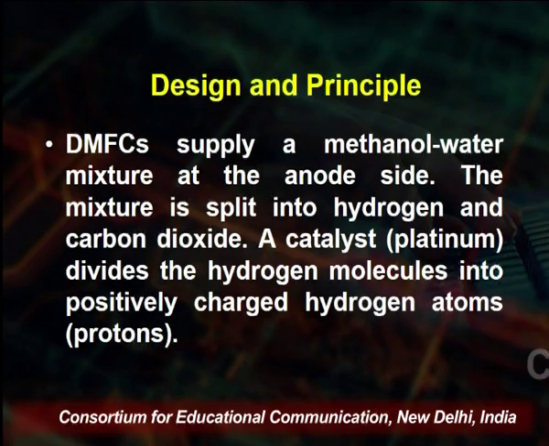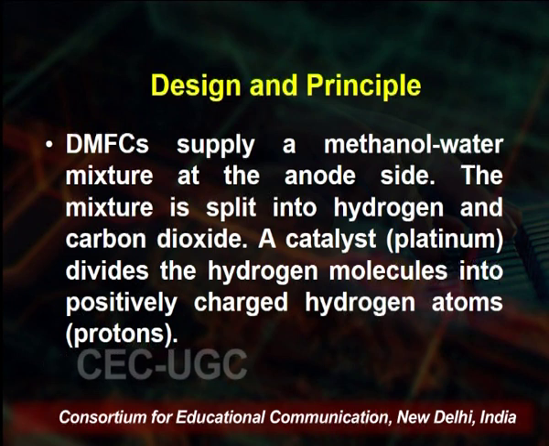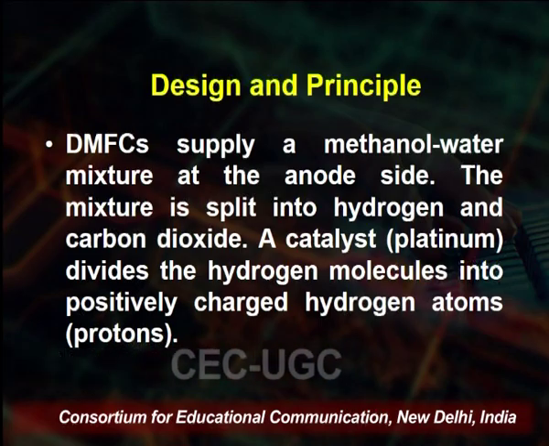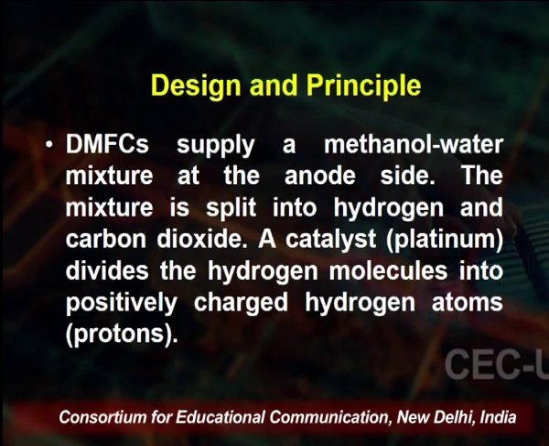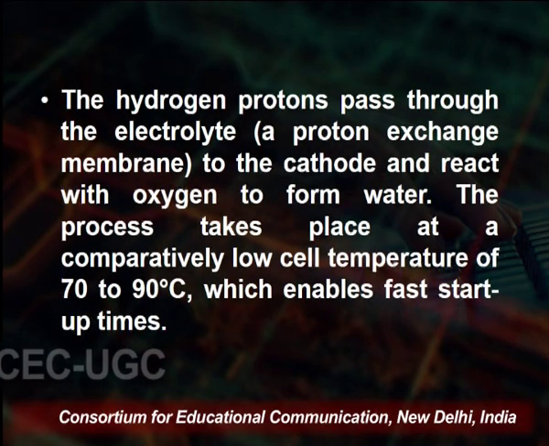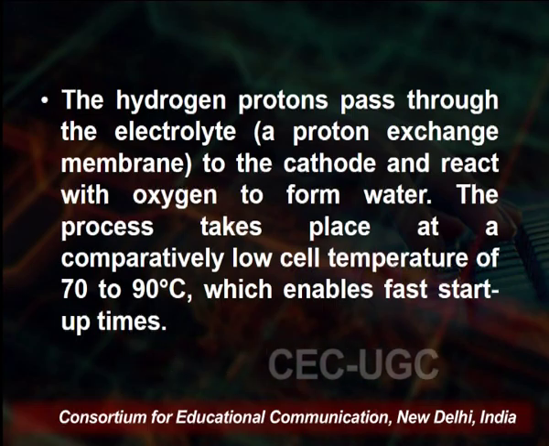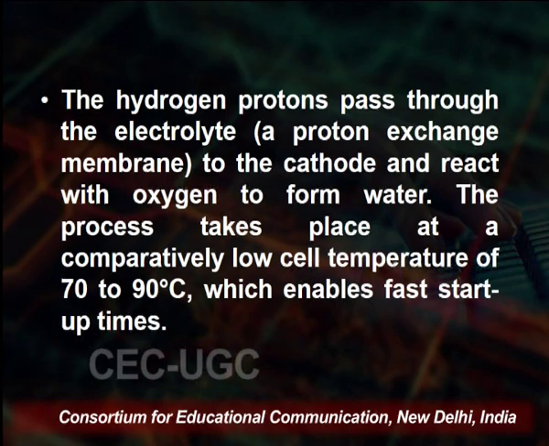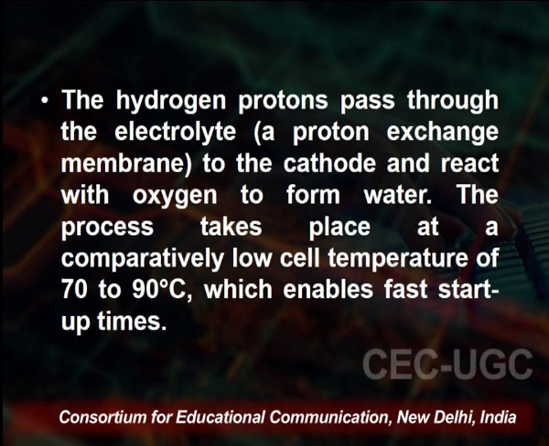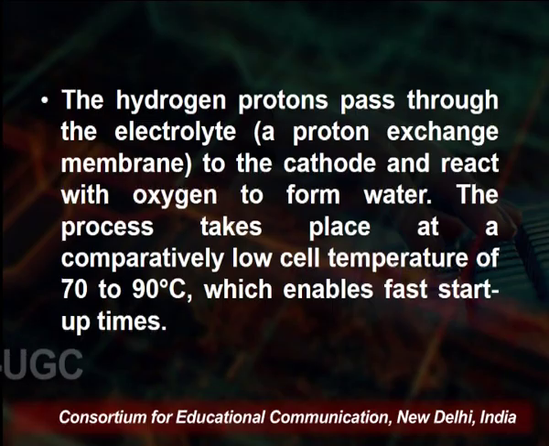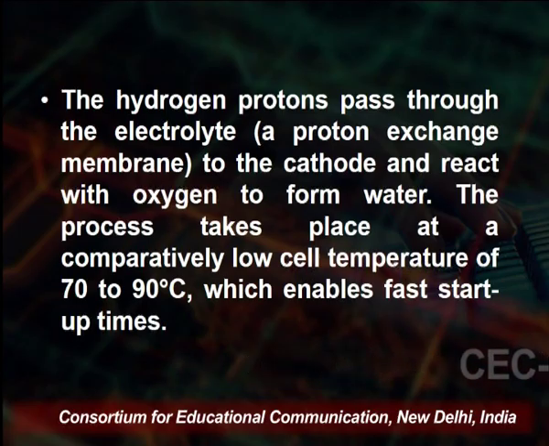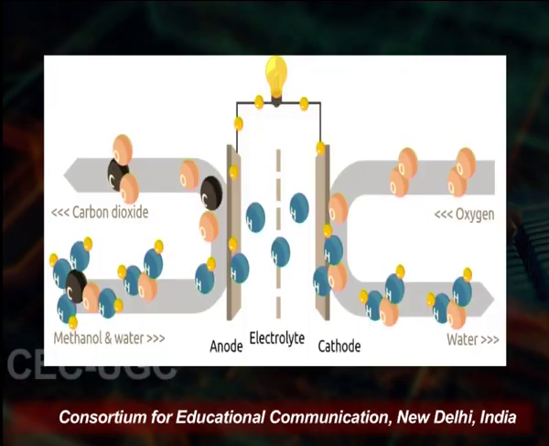What is the design and principle of this cell? We supply a methanol water mixture at the anode side. The mixture is split into hydrogen and carbon dioxide. The catalyst, that is the platinum we use, divides the hydrogen molecules into positively charged hydrogen atoms, protons, and these protons pass through the electrolyte, the proton exchange membrane, towards the cathode, and they react with the oxygen to form water. This process takes place at a comparatively low cell temperature of about 70 to 90 degrees centigrade, which enables the fast startup time.